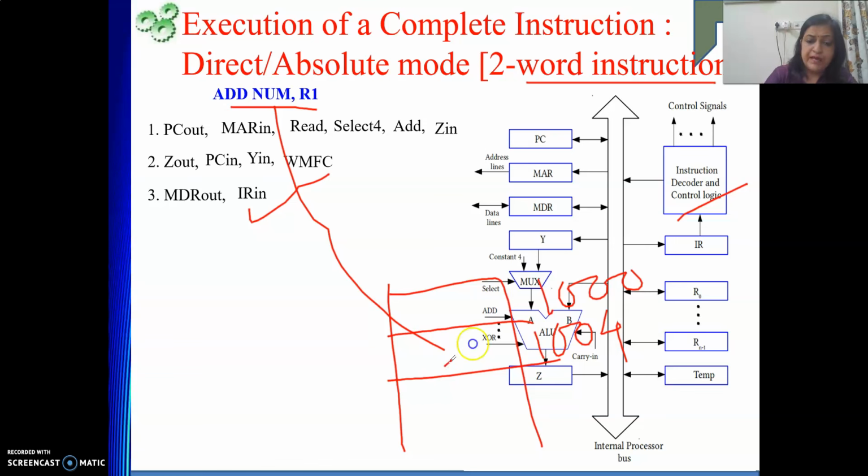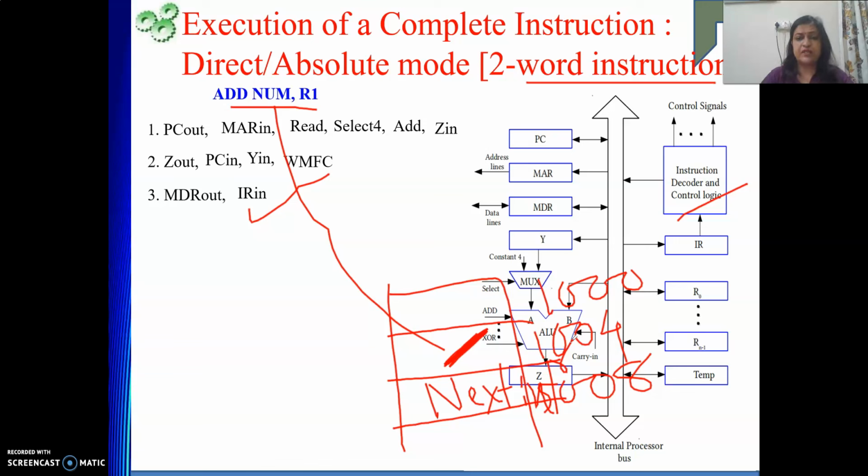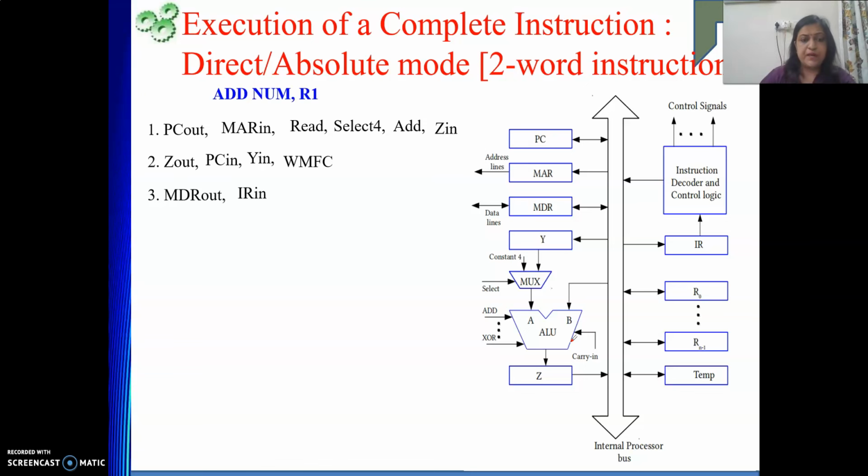And when we will be fetching this num from this 1004, that time PC will be incremented to 1008. So here our next instruction will be there. The next instruction in sequence will be at 1008, right? Why is it so? Because my instruction, total instruction length, is 2 words. So this part is done.